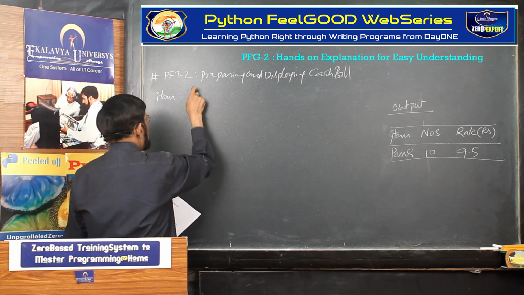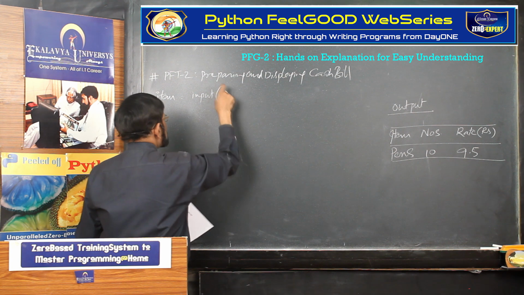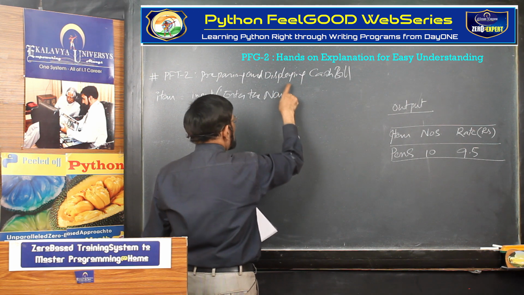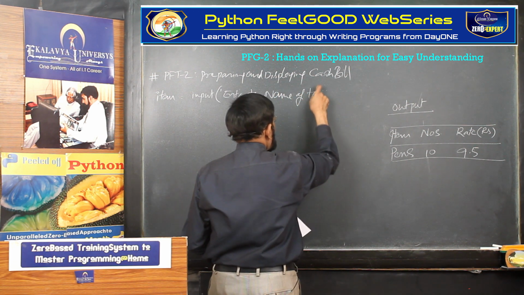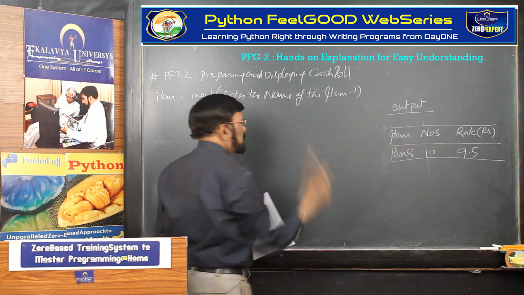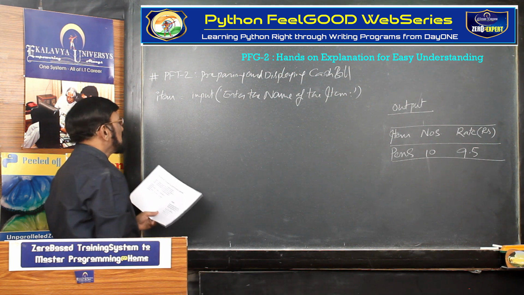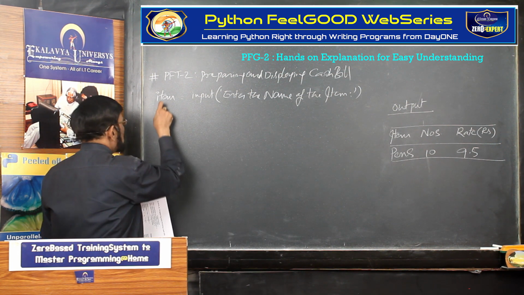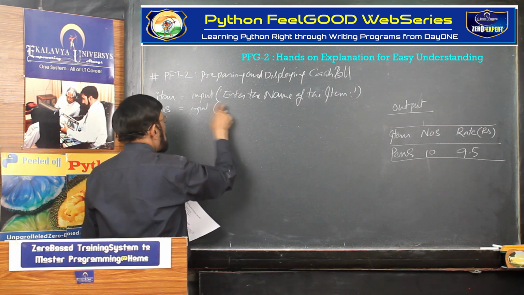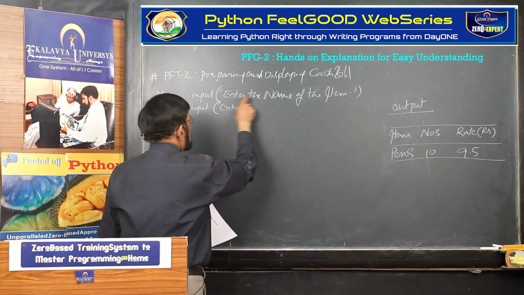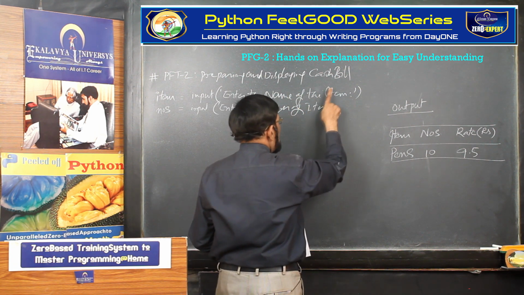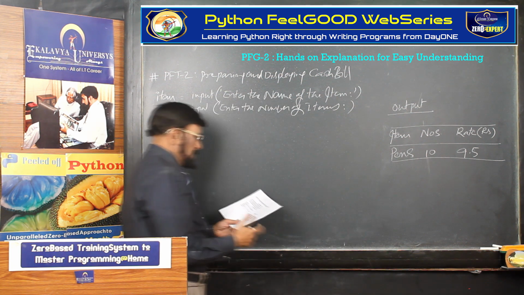Here, then input, enter the name of the item. Don't forget, it should be a string. Every prompt statement is a string. Thereafter, second one is numbers. Numbers input, enter the number of items.